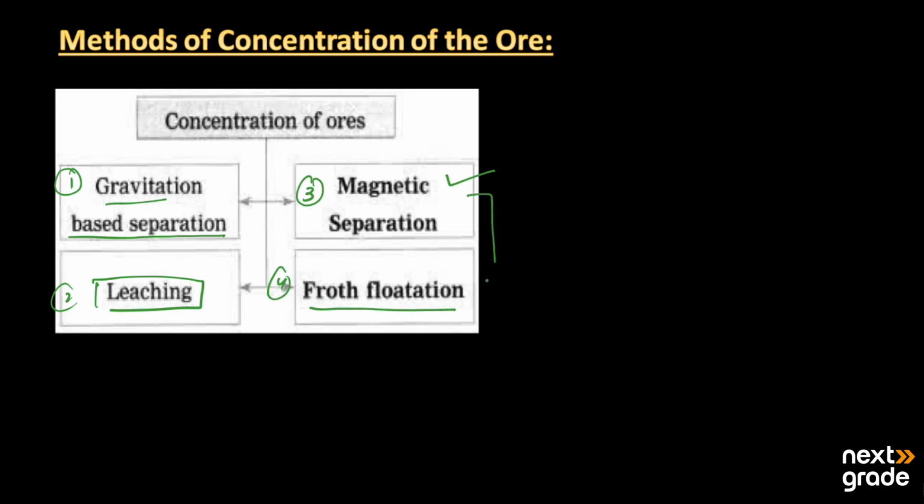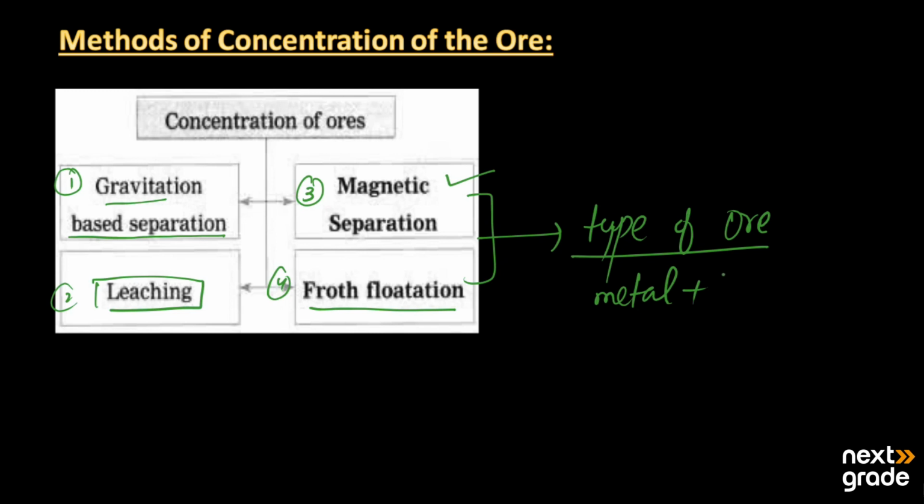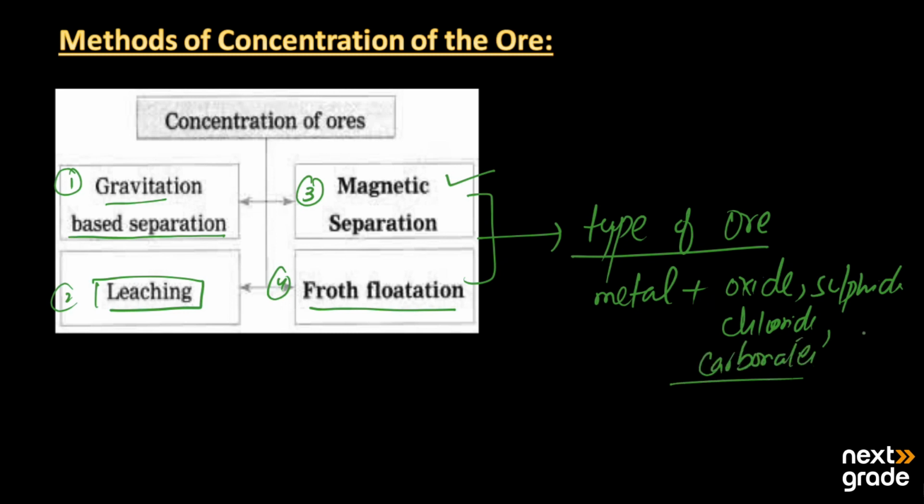All these processes that we use depend upon the type of the ore, what type of metal, and what type of oxides, as well as sulfides, chlorides, or carbonates are present, and how they can be removed. So we can use different types of methods for the concentration of the ore. Let's have a look at the first two methods.